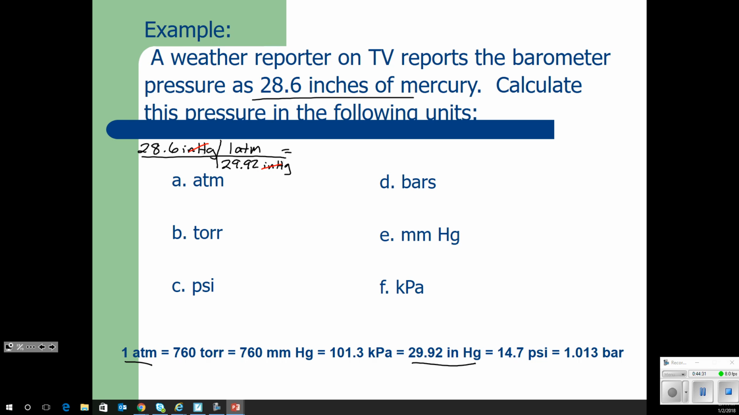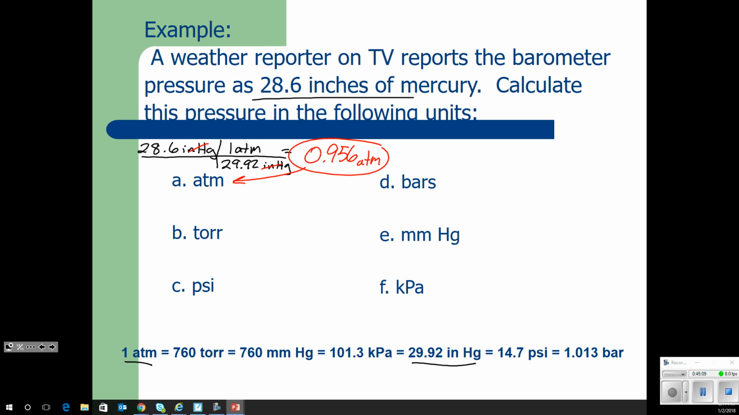So let's go ahead and do that. Let's see what we get. Okay. What do we get? Be brave. 0.956 atm. That's how many atmospheres I've got.